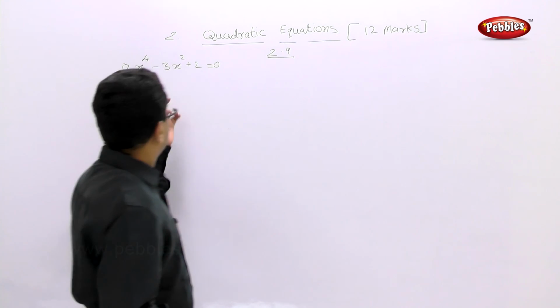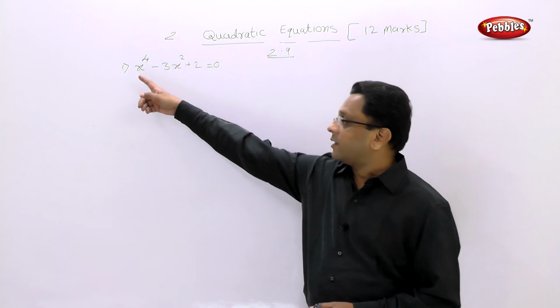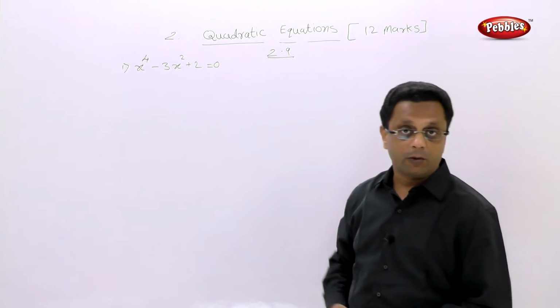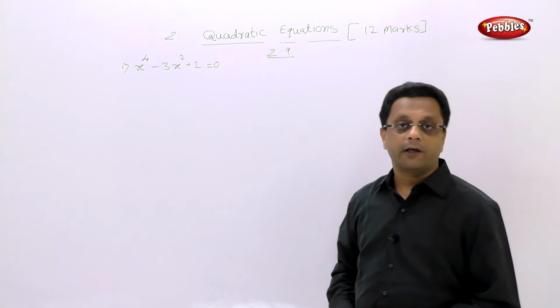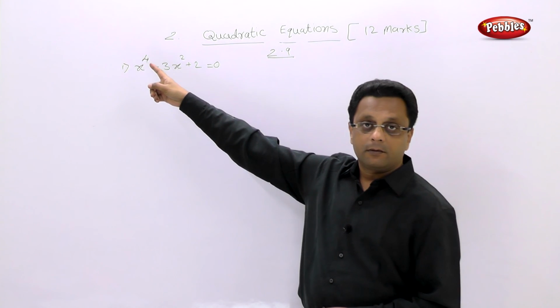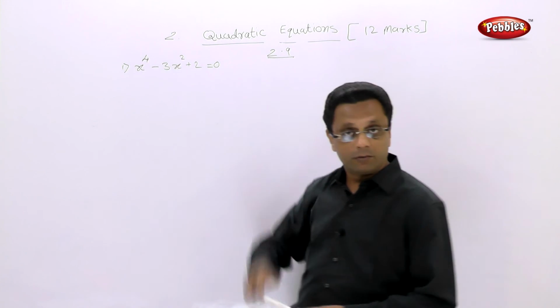So here is the first example of 2.9. x raised to 4 minus 3x square plus 2 equal to 0. Now this is not a quadratic equation. Why? कारण याची डिग्री 4 आहे आणि क्वाड्रॅटिक इक्वेशन असण्यासाठी आपल्याला डिग्री पाहिजे 2.